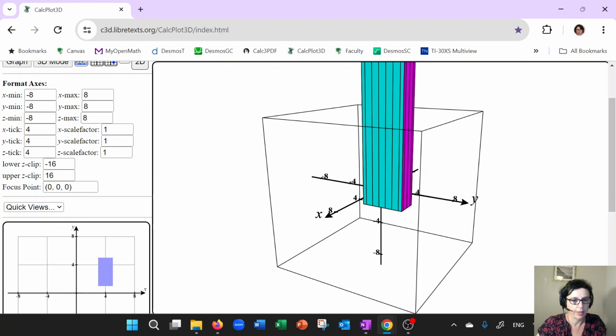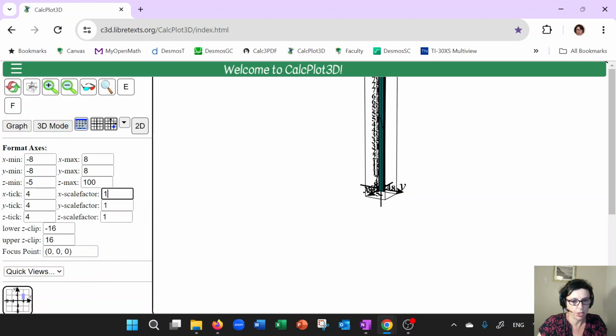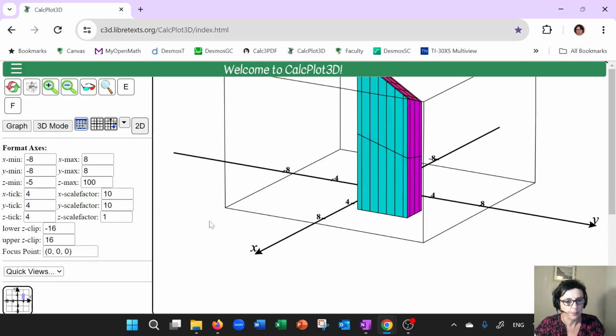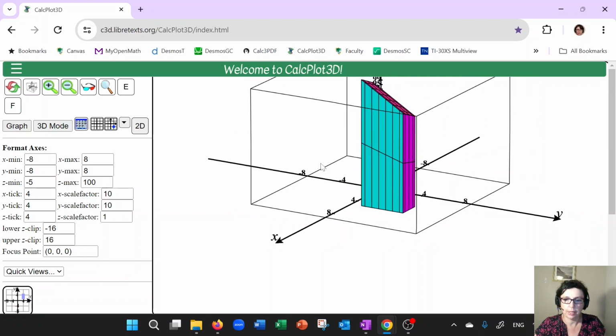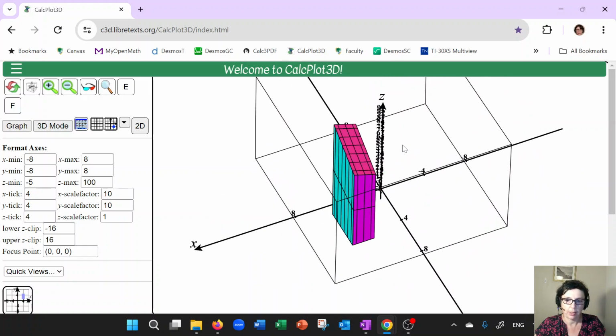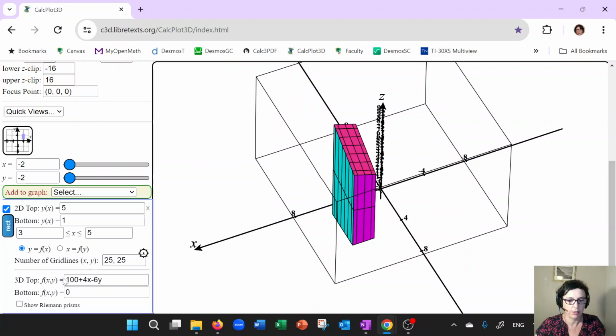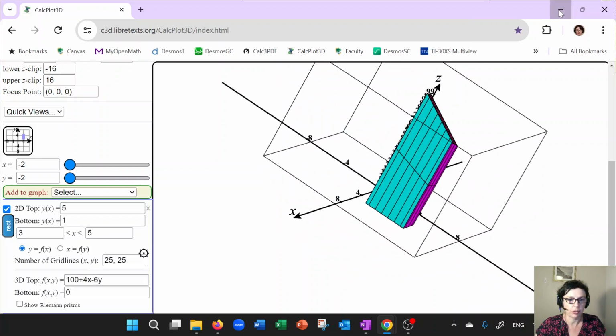For y, I actually want to go all the way to 100. So I'll start maybe at negative 5, go to 100, but I need to change the scale factor here. I'll change this to 10, otherwise it looks really weird. So there's a different scale, but you can see the solid. You can see that above it's bounded by that plane and below it's bounded by the rectangle. If you were to integrate this function f of x y, which is 100 plus 4x minus 6y, over this rectangle, you'll get the volume of that solid. So you can see clearly what the solid would look like.